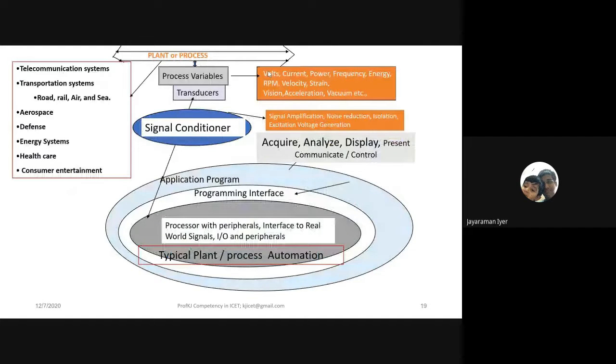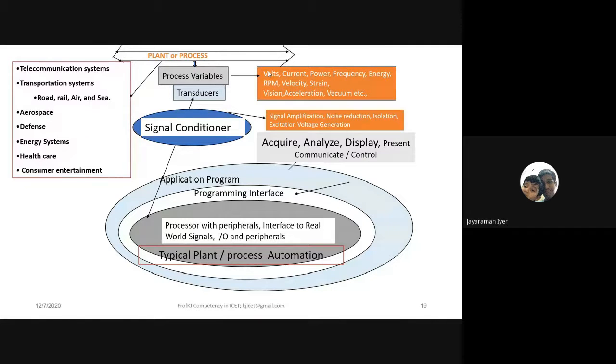Now I'm going to get into automation in a small way. So I have a plant. It can be a telecommunication system. It can be a transportation system. It can be aerospace vehicles. It can be a defense system. It can be an energy system. That is my plant. The human body is also a plant as far as I'm concerned.